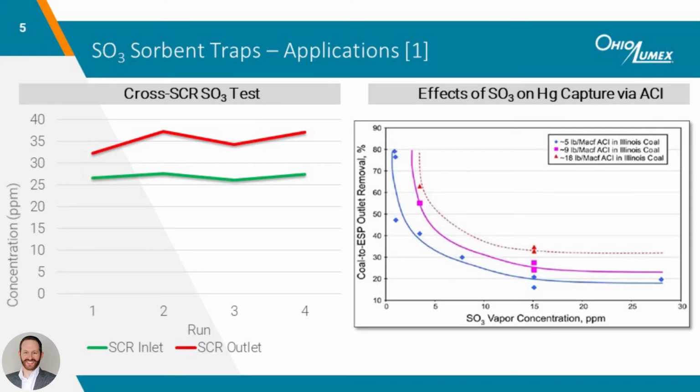The most common application for SO3 sorbent traps is to measure SO3 before and after an SCR. The SCR will naturally convert some SO2 to SO3, and if concentrations are high enough and gas temperatures low enough, the SO3 and sulfuric acid will combine with ammonia to form ammonium bisulfate, or ABS. ABS sticks to the surface of catalysts, reducing its overall surface area and therefore its efficiency. It also condenses inside air preheaters, causing corrosion and pluggage.